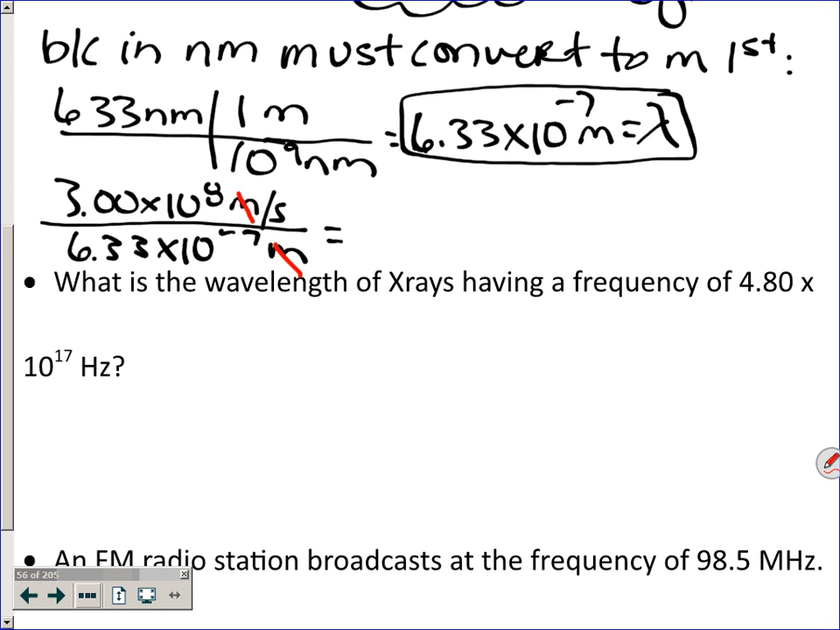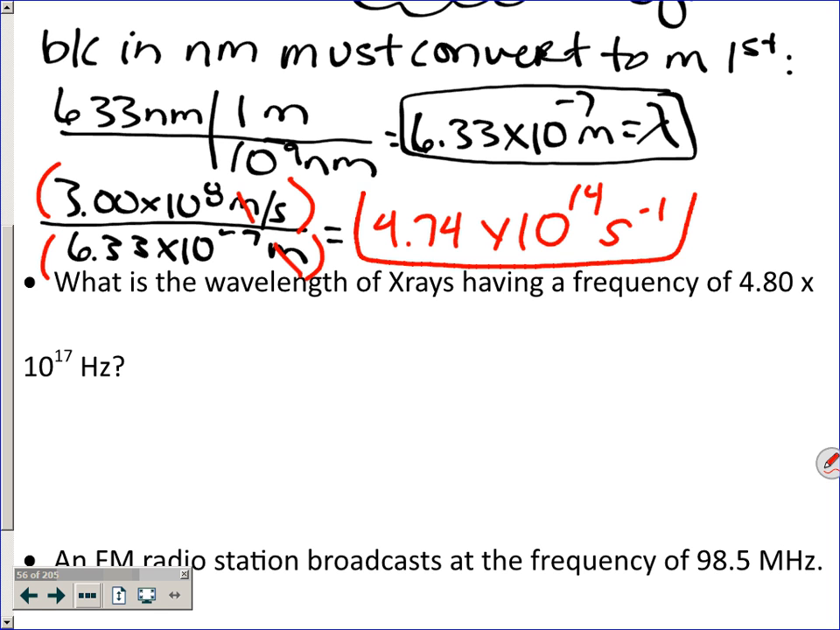What did you get when you calculated? 4.7 times 10 to the 14th. Okay, so who did get 10 to the 14th? Just give me a thumbs up. All right, if we didn't, it's probably because we didn't tell the calculator appropriately what we need to do. Remember, you have to use parentheses and then completely divide by parentheses the whole denominator, because your calculator is not smart enough to understand that you want those two things separate. So this will be seconds to the negative 1, or hertz, or per second. All right, so this is our frequency.